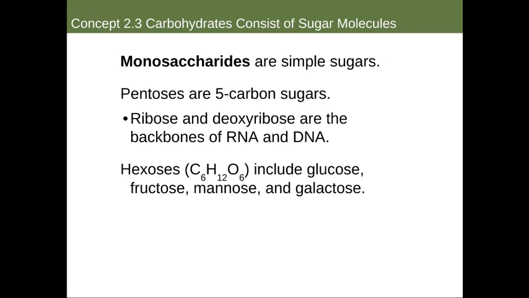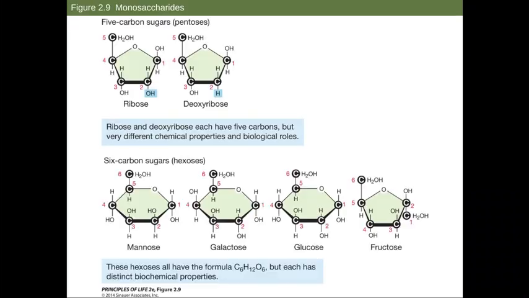The pentoses are 5 carbon sugars. The two primary ones we think about are deoxyribose and ribose, RNA and DNA. Certainly, you recall what each of these are from previous biology courses. We also have our hexoses, C6H12O6, commonly called glucose, fructose, mannose, and galactose. And then, of course, all of the other complex sugars when we begin combining these together.